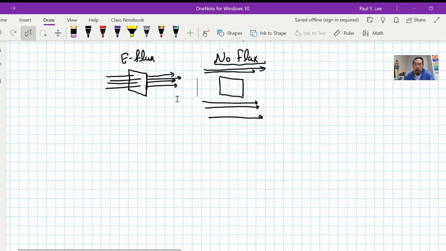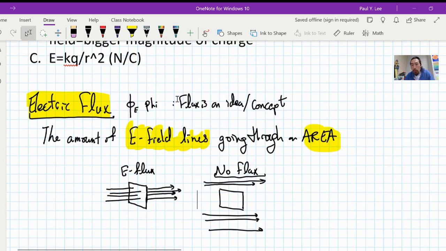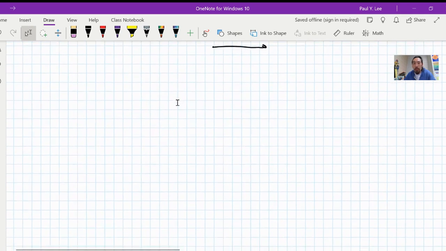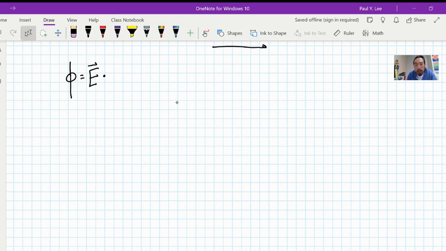And finally, let's come up with the formula. Before we do, quick reminder of the definition. Electric flux is the amount of E field lines going through an area. So the formula looks something like this. Flux is equal to the E field dot product of the area.